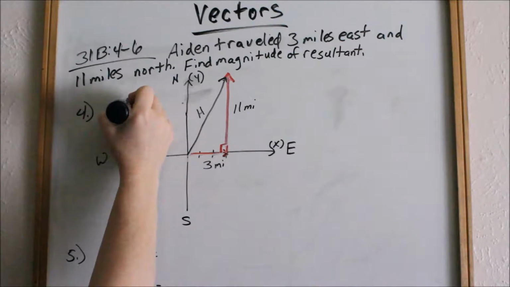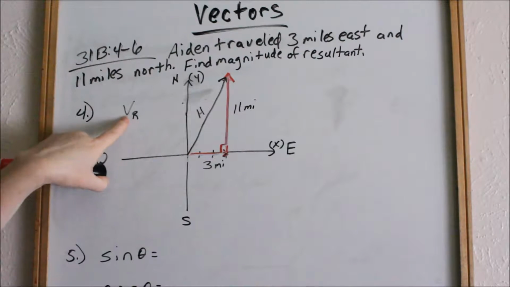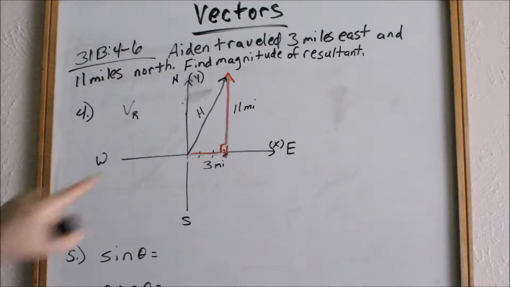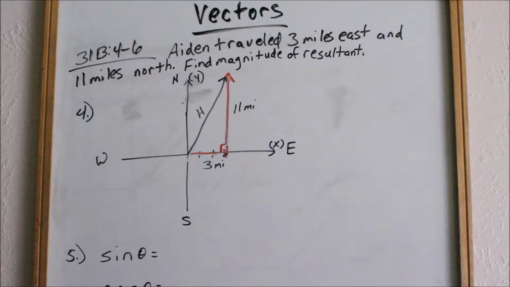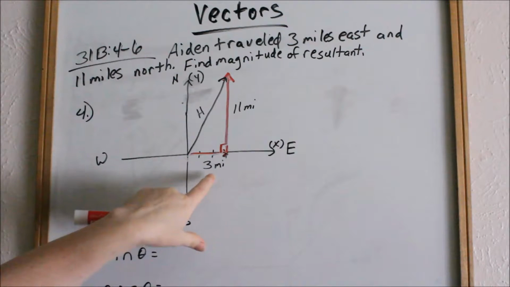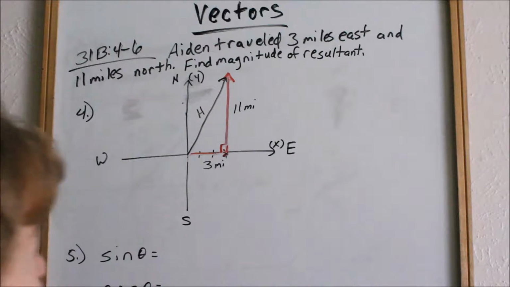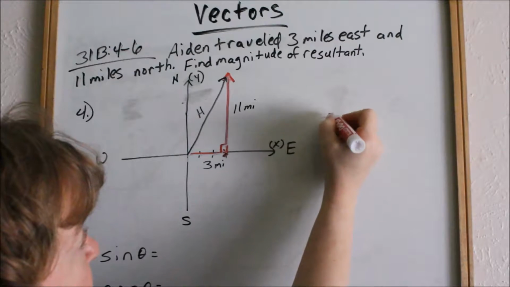You might see it labeled as vector R. That means resultant vector. There's all different kinds of labelings you can use. For simplicity, I'm just going to label it the hypotenuse. That's my resultant vector. And how can we find the hypotenuse? We use Pythagorean theorem.